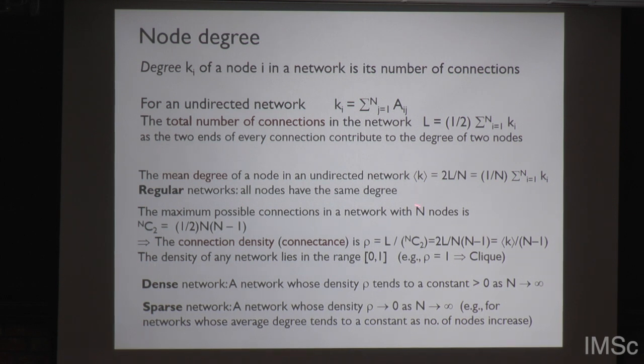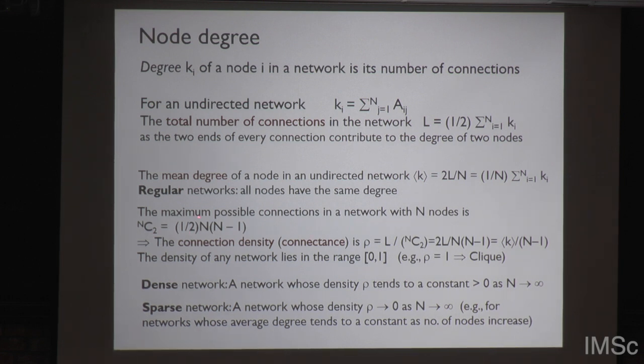If all nodes have exactly the same degree, so if the degree K_i of each node is exactly equal to the average degree, then you have what is known as a regular network. One of the simplest examples of a regular network is a ring, because every node has exactly two connections to its two neighbors, left and right. So that will constitute a regular network. Again, these are something that we have seen before.